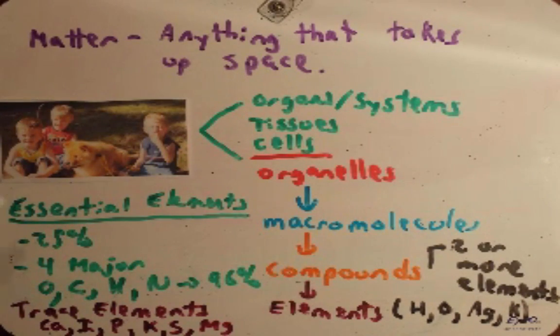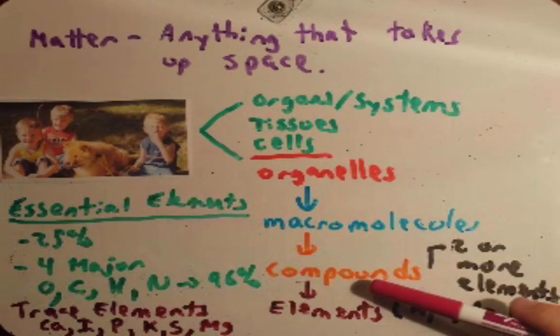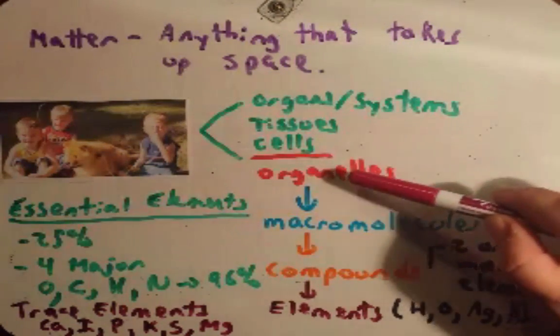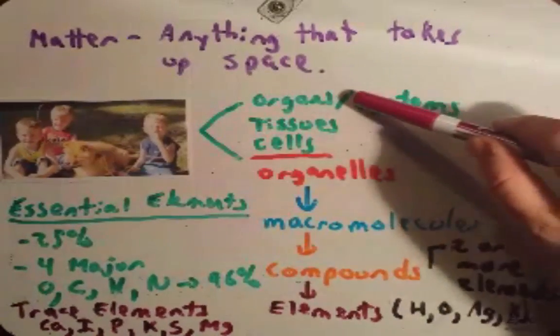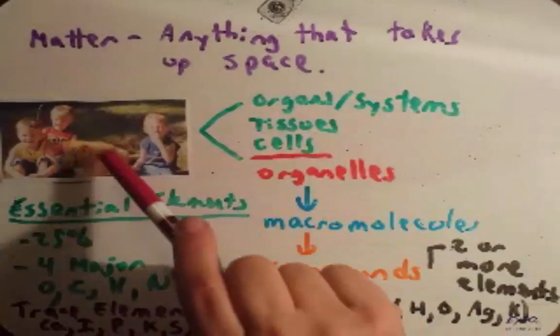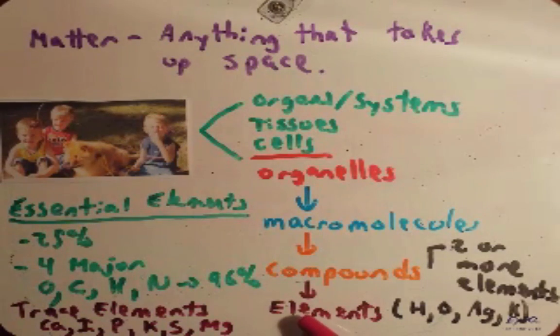When we look at all these organisms in this picture, the boys, the dog, and the grass, I didn't mention the grass before, but certainly that is an organism. Everything that they are, as you move down this chain here, is ultimately because these elements came together in such a unique way to give rise to compounds, to give rise to macromolecules, to organelles, to cells, tissues, the organs and their systems, and ultimately to these organisms. It's the basic fundamental elements and the atoms that make up these elements that ultimately give rise to what we see here in this picture.